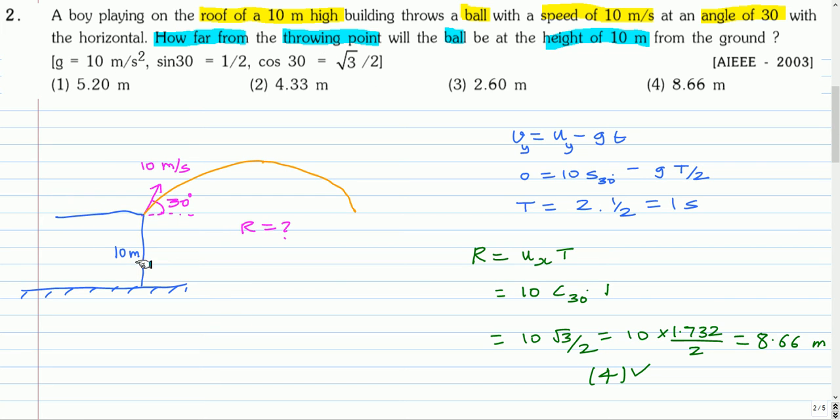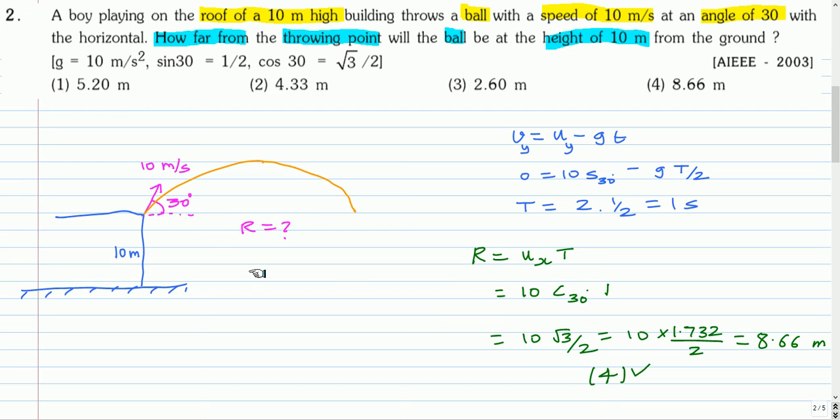So this is the schematic of the problem. The ball is thrown from a height of 10 meters with speed 10 meters per second at angle 30 degrees. So the ball will move like this in a projectile motion and reaches the same height. What is the distance from the ground? So first we can find the time of flight. For that we have to find the time from this initial point to the highest point. At the highest point, if you use this equation Vy equal to uy minus gt, Vy is 0, and the time taken to reach the highest point is half the time of flight. From this we get the time of flight, capital T, as 1 second.